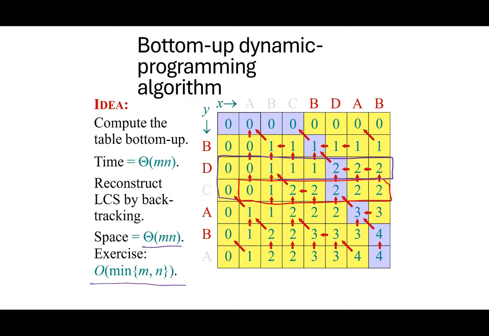So why don't I just keep this much memory and keep on reusing it to calculate, because my final target is this, right? If I just want to get the length. If I want to get this whole thing, probably I need to save everything. But if I just want the length, why don't I just keep this amount of memory and reuse it? So this is an exercise for everyone.